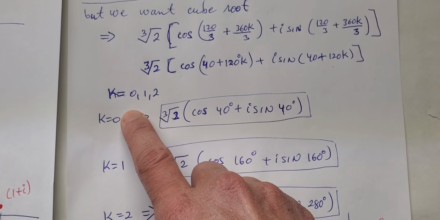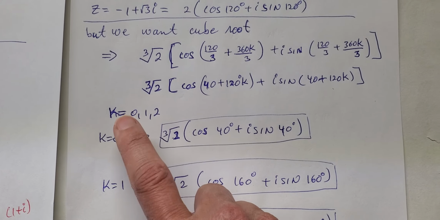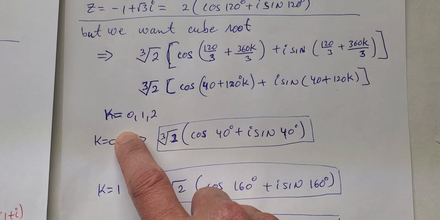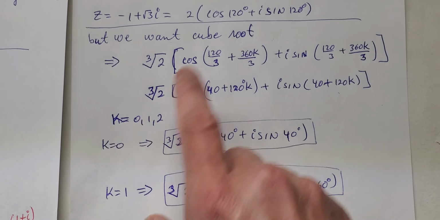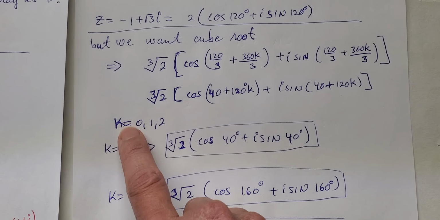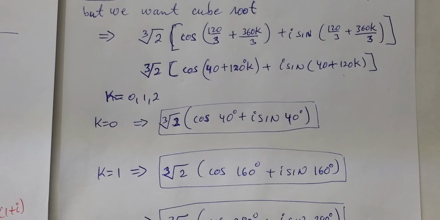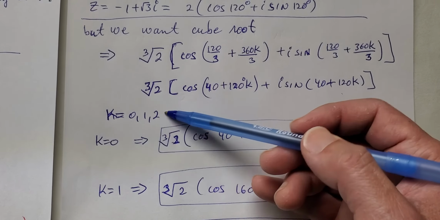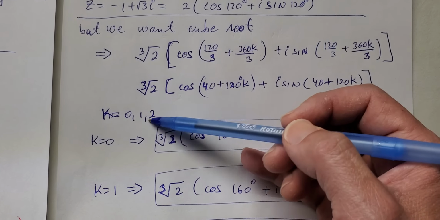So k always starts with 0, 1, 2. Do not start with 1, 2, 3. K always starts with 0 and then 1, 2. That gives me 3. Okay, that's where the cube comes from. Again, k always starts with 0, not 1. So 0, 1, 2. Cube, there are 3 of them. Here's 1, here's 2, and here's 3.